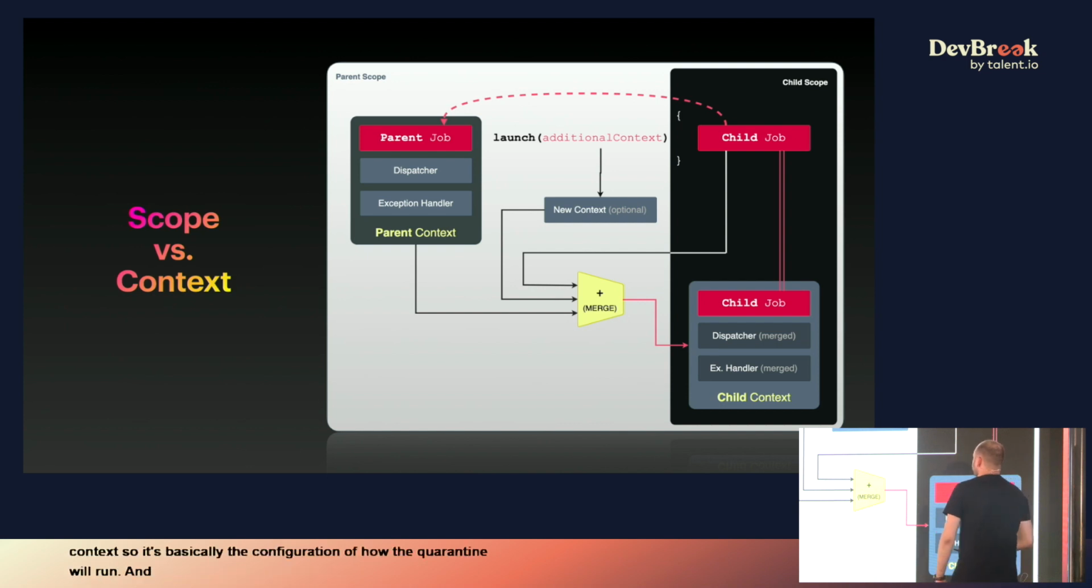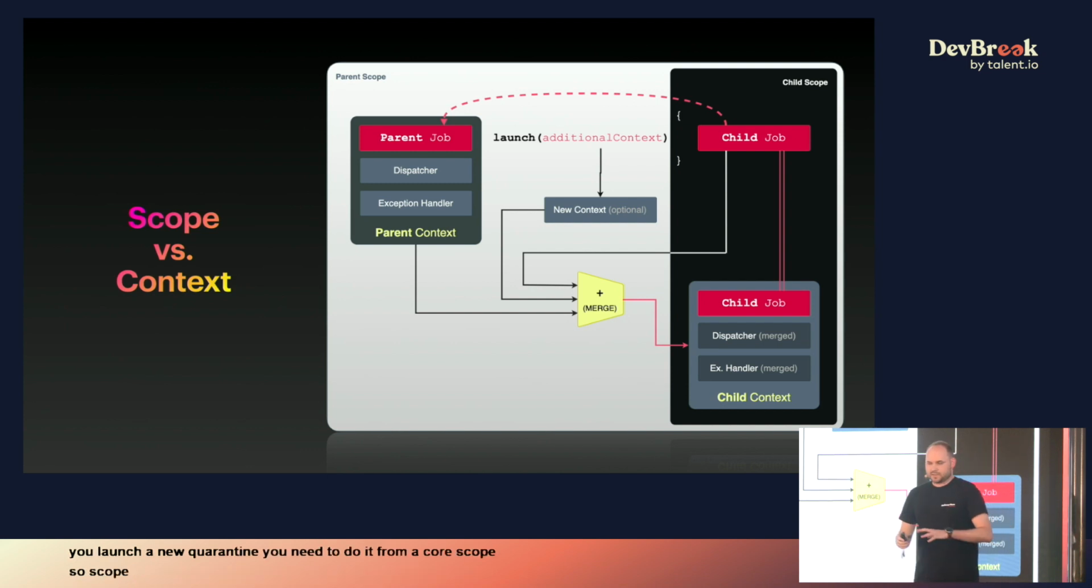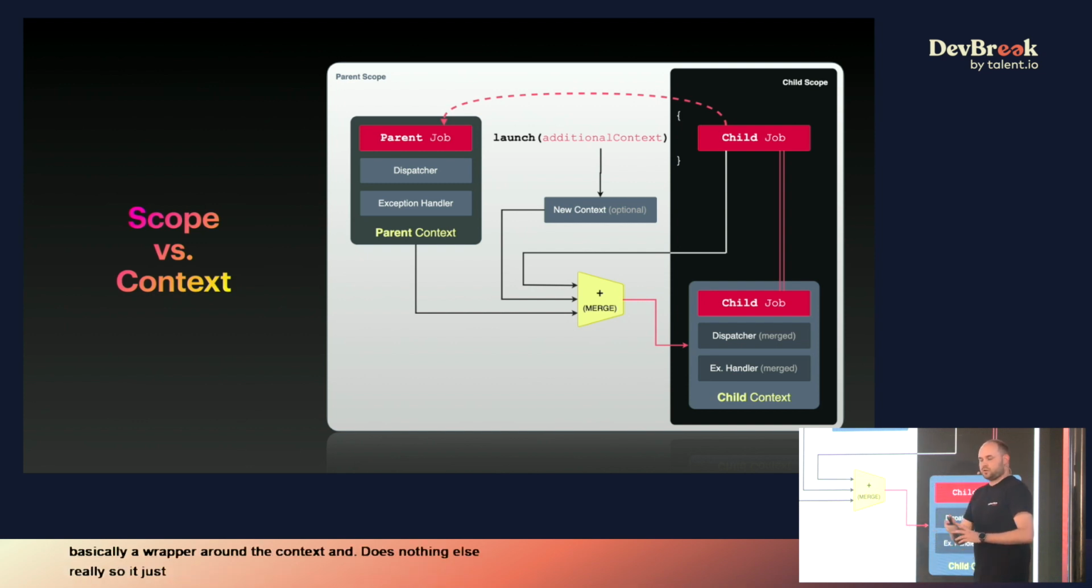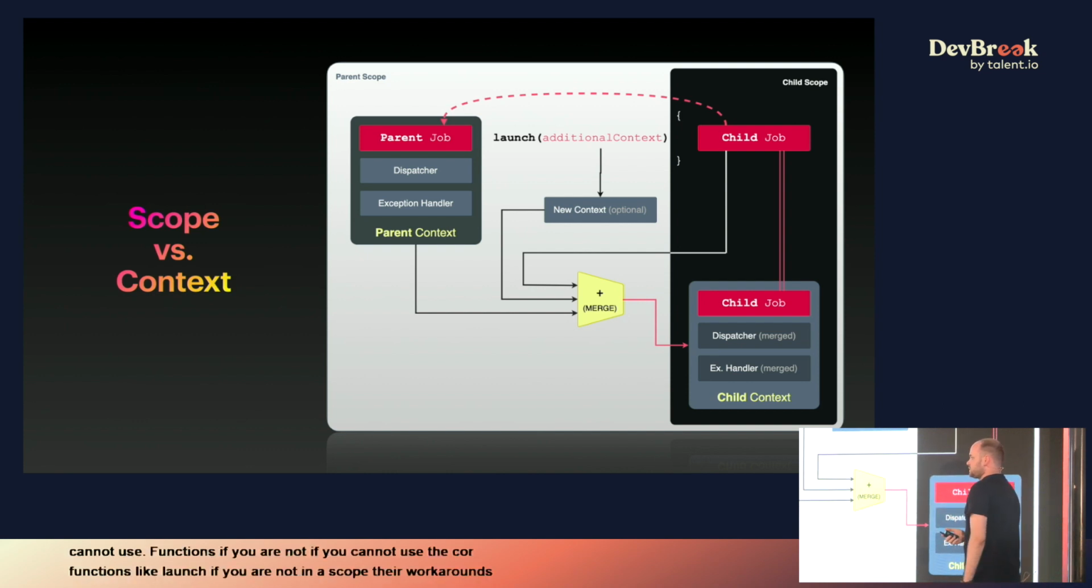And if you launch a new coroutine, you need to do it from a coroutine scope. So scope is basically a wrapper around the context, and it does nothing else really. So it just holds the context. It's just an interface with one property, which is the coroutine context. So you cannot use the coroutine functions like launch if you are not in a scope. There are workarounds. You can do some stuff to hack it, but normally idiomatic Kotlin code requires you to be in a coroutine scope. And to be in a coroutine scope, you basically just implement a context.